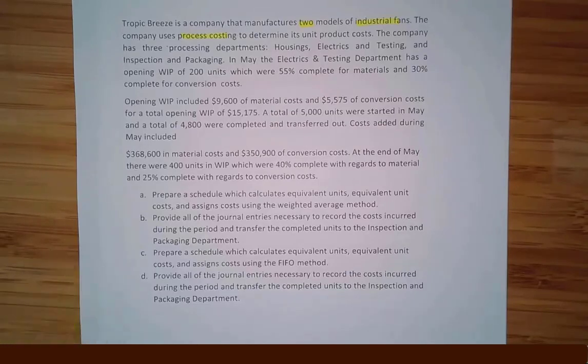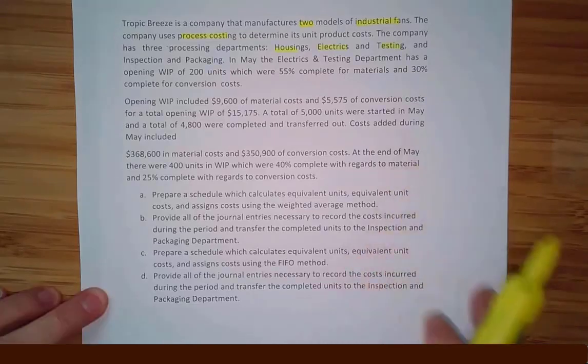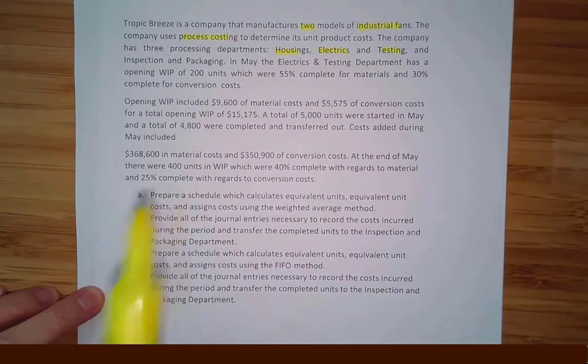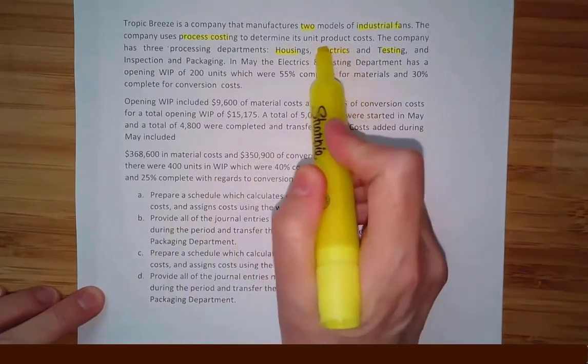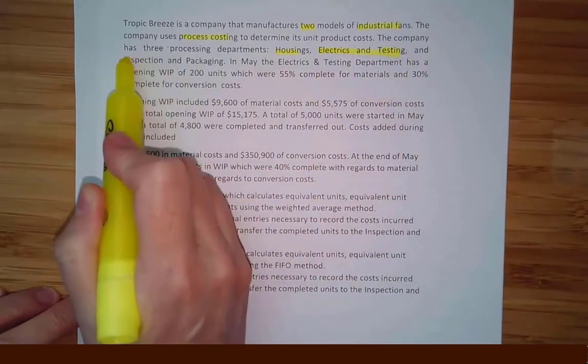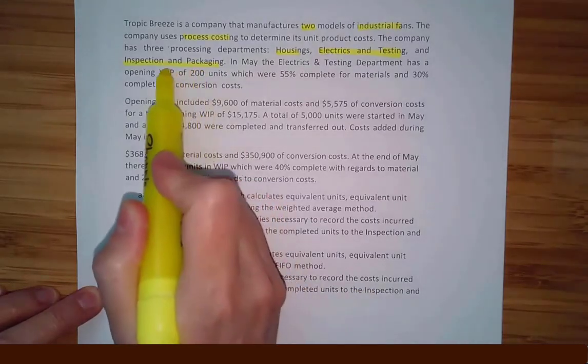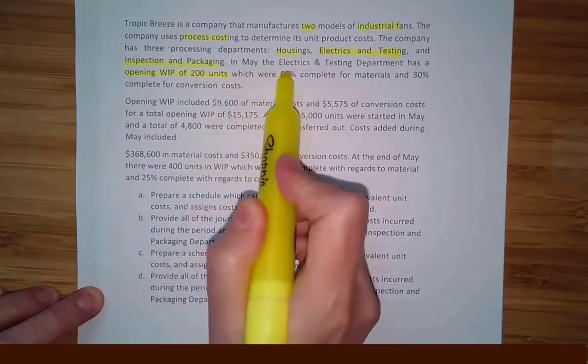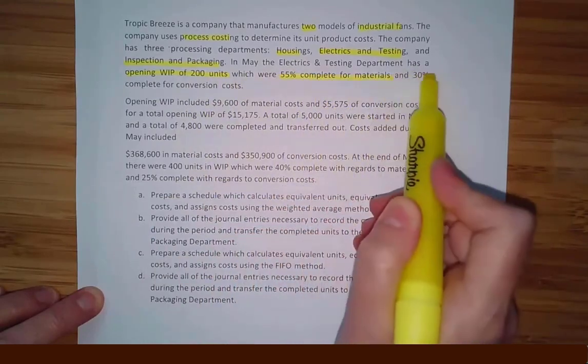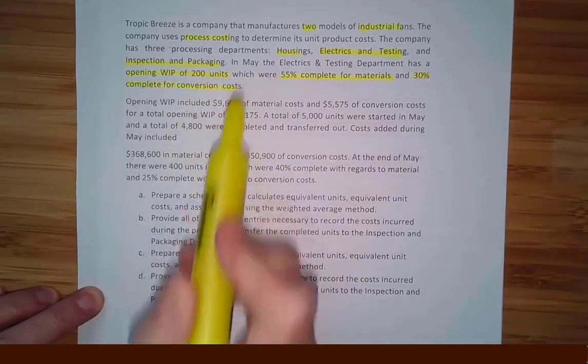Tropical Breeze is a company that manufactures 2 models of industrial fans. The company uses process costing to determine its unit product costs. The company has 3 processing departments: housing, electronics and testing, and inspection and packaging. In May, the electronics and testing department has an opening work in progress of 200 units, which are 55% complete for materials and 30% complete for conversion costs.